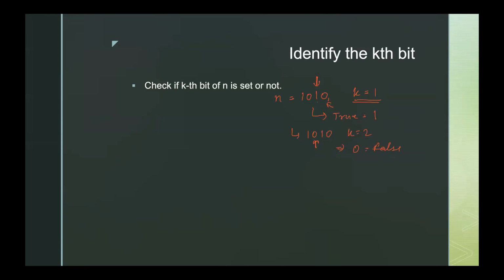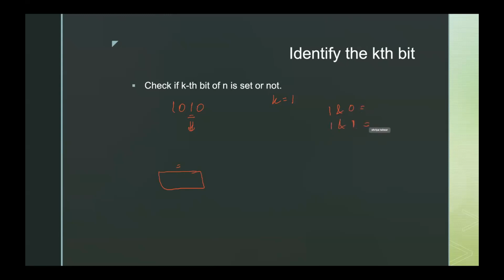So we want to achieve this. We know the number is 1010 and k is equal to 1. We want to perform some operation with this number such that the output helps us identify the bit. Let us think of some common operators. If we do AND of any number with 1, it will give us that number itself.